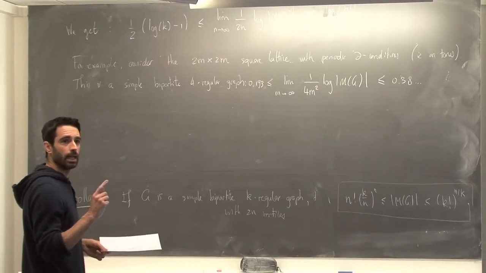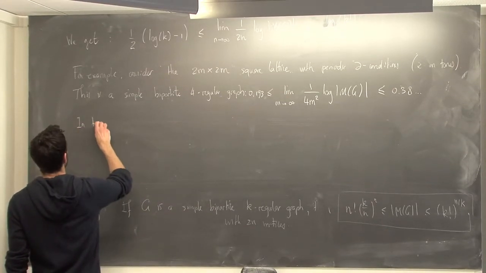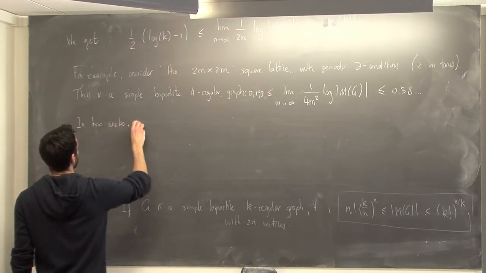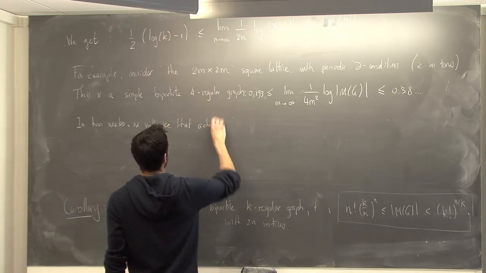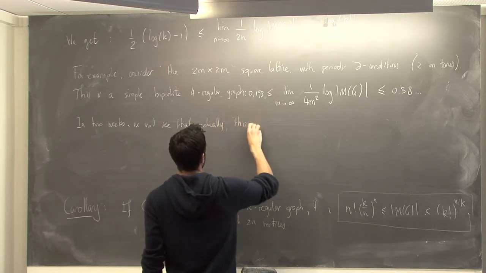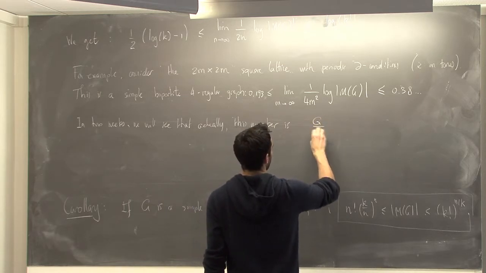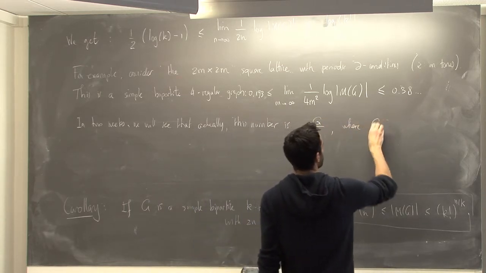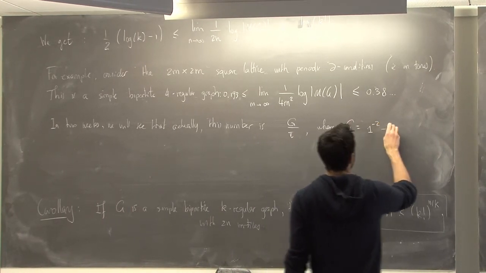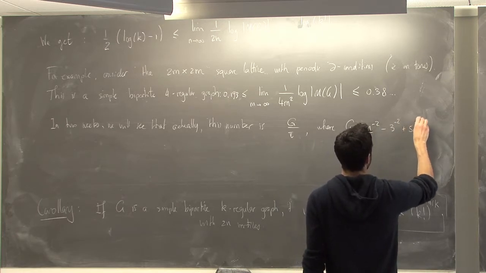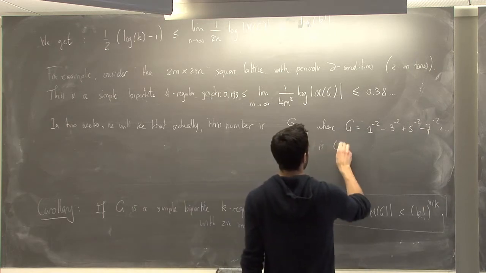Now here's the amazing thing. In 2 weeks, we're going to compute this number exactly. We will see that this number is G over pi, where G is Catalan's constant, that is 1 minus 1/3 plus 1/5 minus 1/7, and so on. That is Catalan's constant.